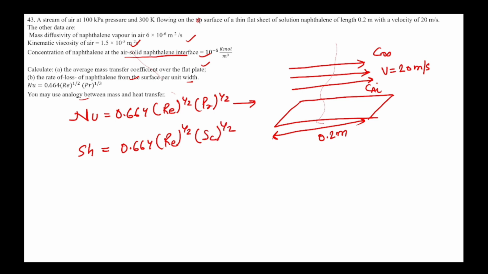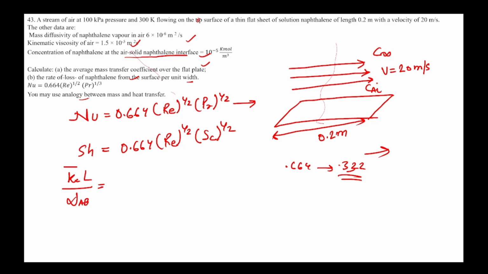This will give the average mass transfer coefficient. For local, this term is replaced, for local 0.664 is replaced by half, 0.332. Okay, so you will learn this when you go through the book. So Sherwood number is Kc L upon DAB, that is average, where L is used in case of a flat plate, and D in case of a pipe or sphere.